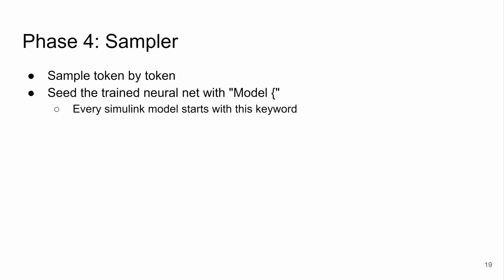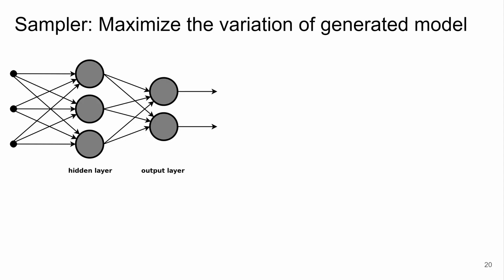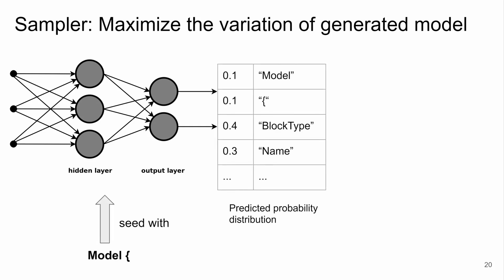After the training is done, we sample from the trained neural network token by token by seeding it with the keyword model and an opening curly brace. Our stopping criteria for generation is when the curly braces are balanced or it has reached the maximum number of allowed tokens. Since we want to maximize the variation in generated models, choosing the next token with maximum probability is not a good idea, as we'll end up with a lot of the same generated models.